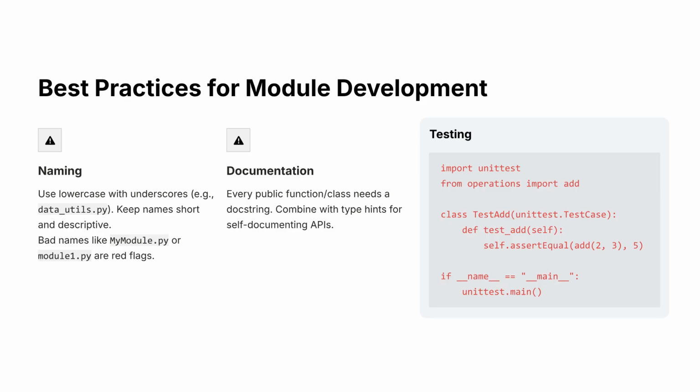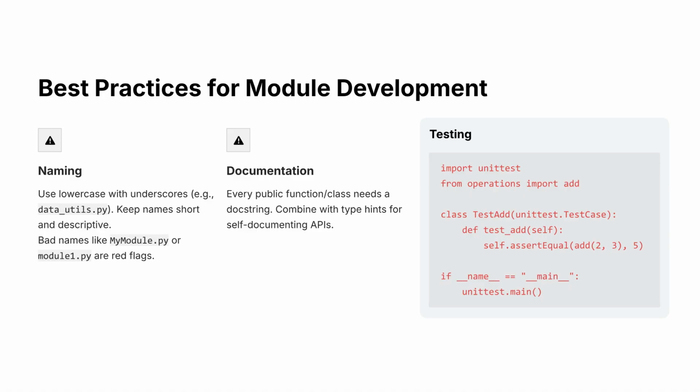All right, three best practices you should burn into your workflow. First, naming. Always use lowercase with underscores for your module file names. Something like data_utils.py. Avoid camel case, avoid generic names like module1.py. Those are red flags that the code wasn't designed to be reused.